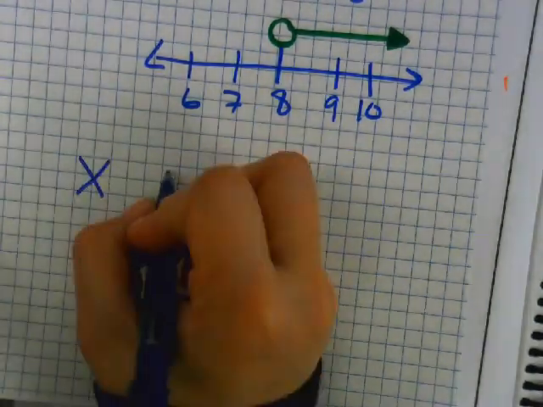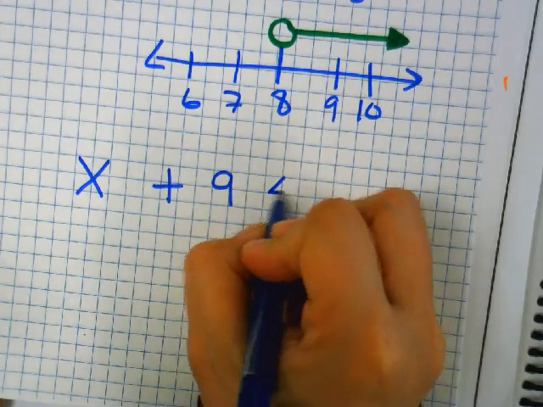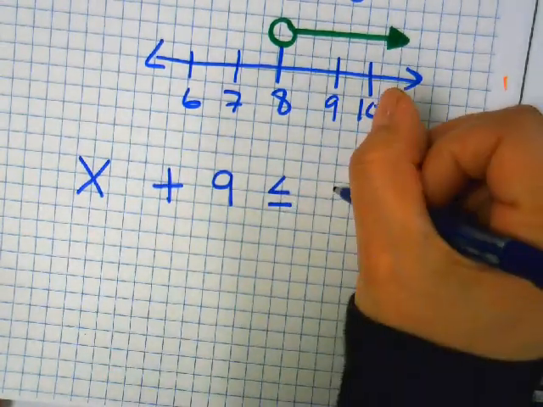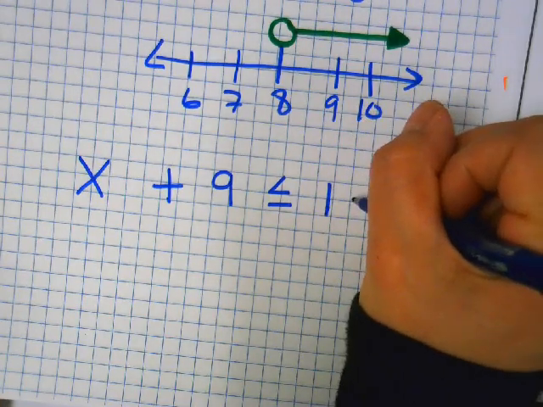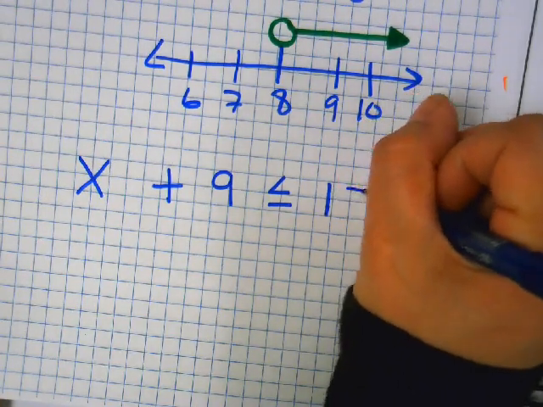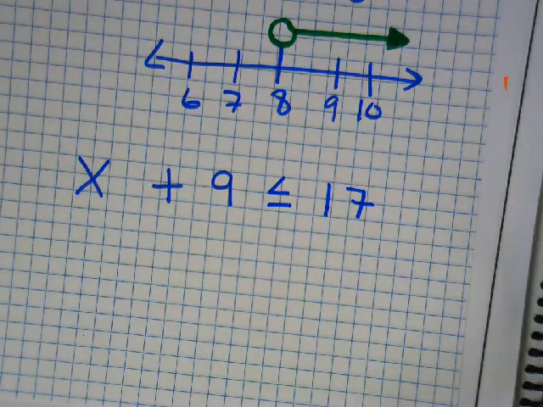X plus 9 is less than or equal to, let's say, 17. It's fine, it's fine.